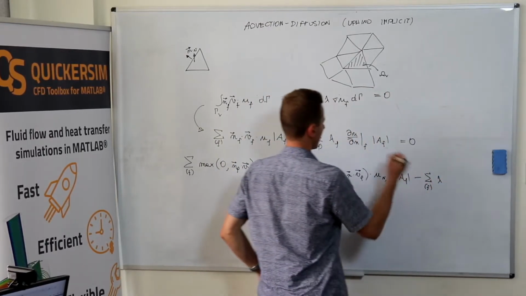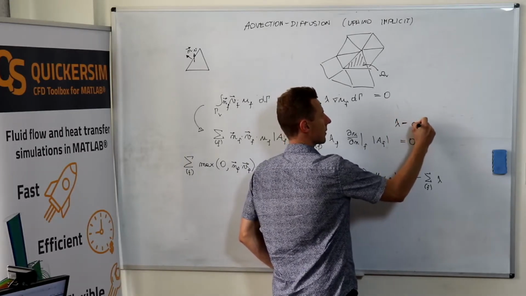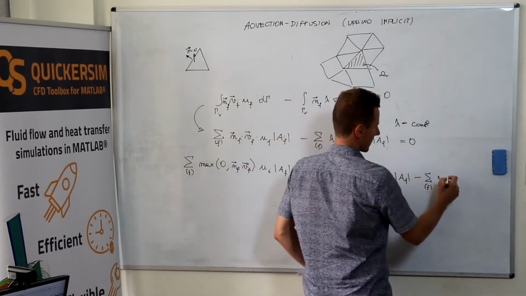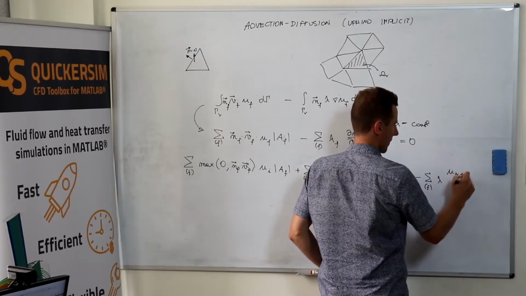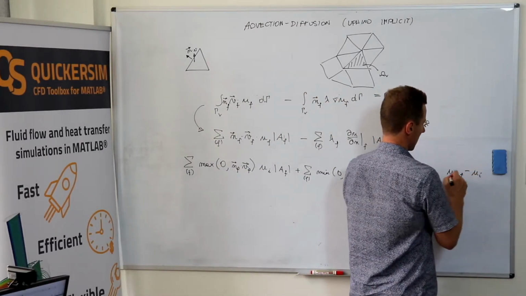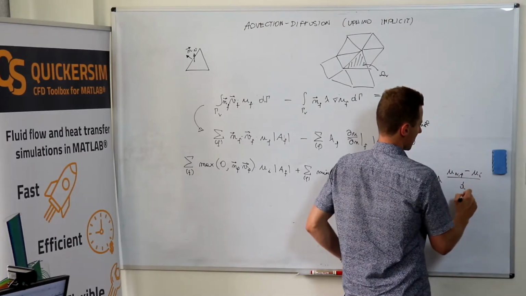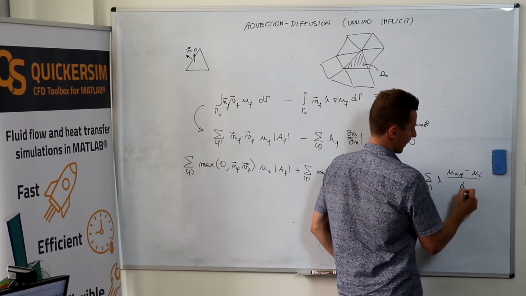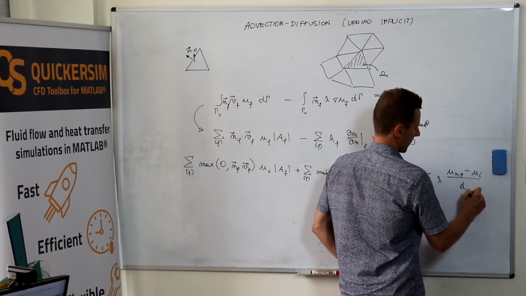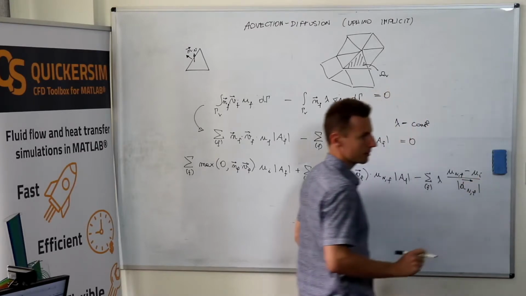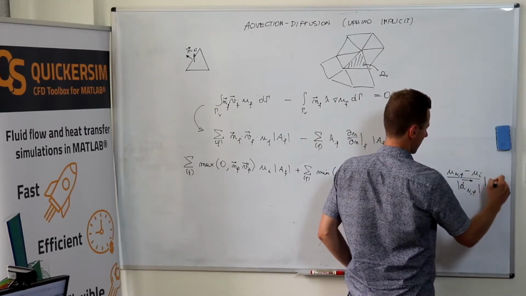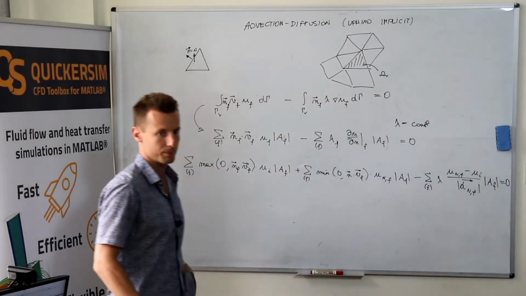Let me assume, for the sake of simplicity, lambda is constant. If it's not, we already know what to do with that. Then times u neighbor through the given phase, minus ui divided by, well, the distance to the neighboring centroid, times AF equals 0, right?